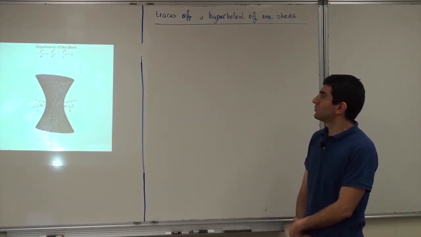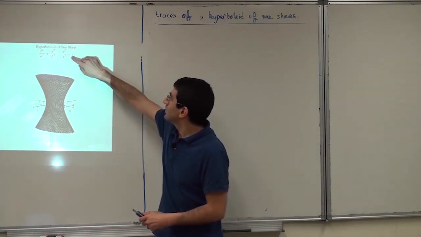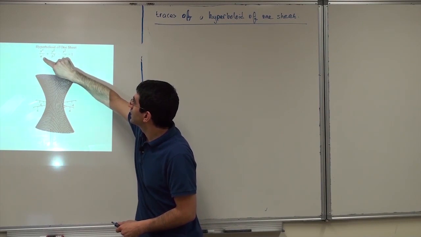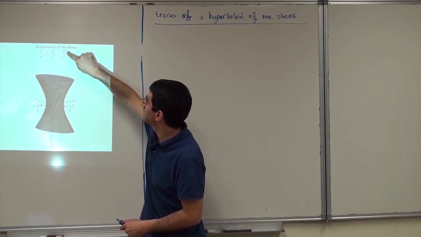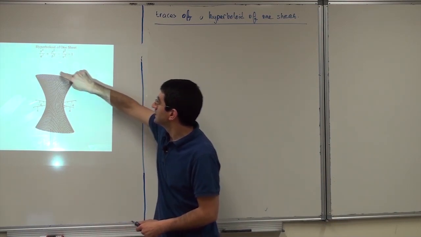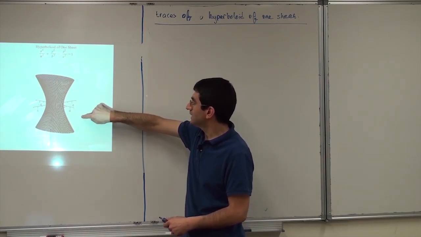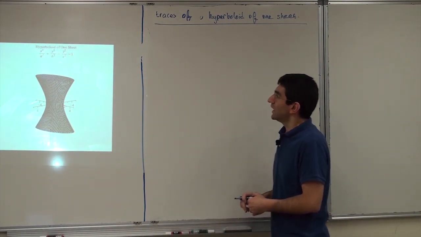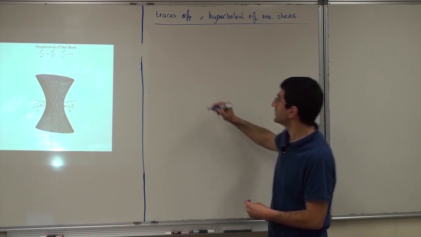Let's have a look at the hyperboloid of one sheet. The equation of a hyperboloid of one sheet is in the form of x squared over a squared plus y squared over b squared minus z squared over c squared is equal to 1. And the graph of the hyperboloid of one sheet is as shown in this picture. Let's also have a look at the traces of this quadratic surface.